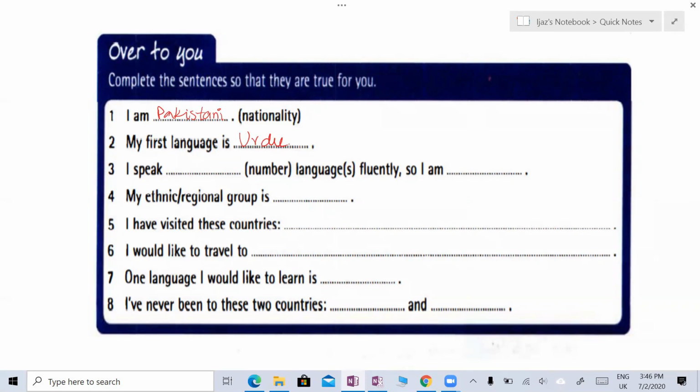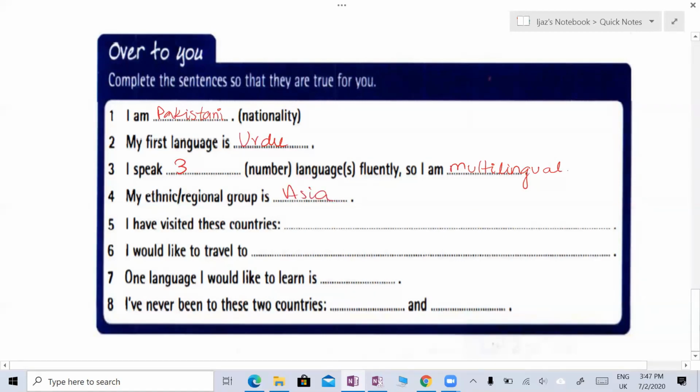Okay, the next one, I speak. How many languages do you speak? Like, for example, I speak 3 languages. Okay. So if you speak 2 languages, you are bilingual. If you speak 1 language, you are monolingual. If you speak 3 languages or more, you are multilingual. You are a multilingual person. Okay. Number 4, my ethnic or regional group is, meaning which Asian region you belong to. Yes, my ethnic or regional group is Asia. That's right.